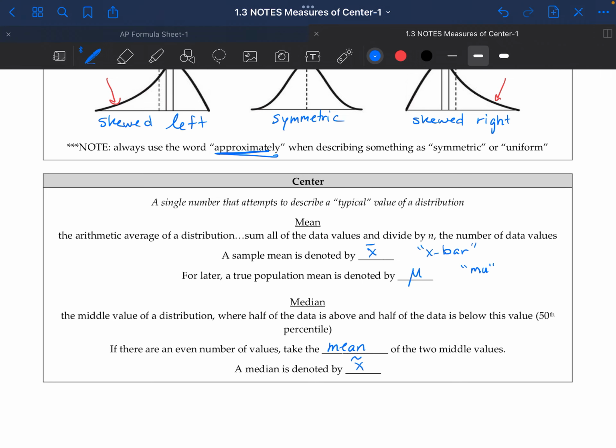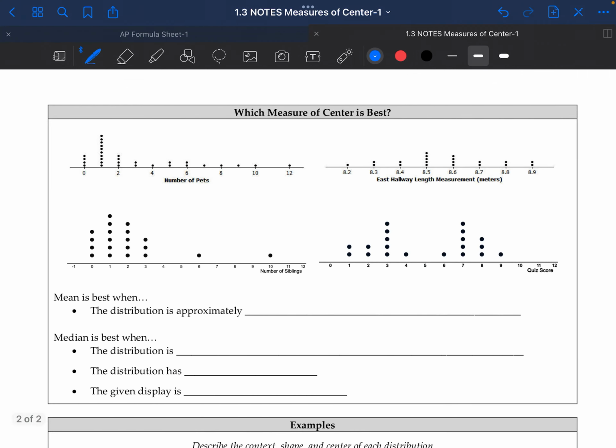Cool, so that's center: mean and median. There's two ways to do it. And so a natural question that pops up a lot is, how do you know which measure to use? Should you always talk about both, or are you supposed to talk about just one of them? And if you're only supposed to talk about one, is it always mean? Is it always median? Well, there are certain scenarios where one is better than the other.